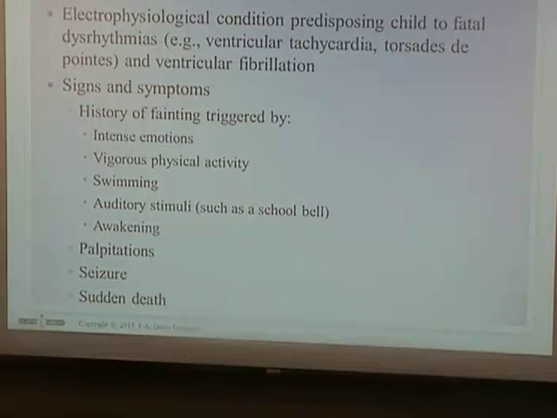Long QT syndrome. So now we're getting into the EKGs, right? Now we're getting into problems with how the heart itself beats. And what do you think the big problem with long QT syndrome is? Long QT can turn into no QT. Okay, these are the kids who go up for a basketball, for a layup, and they die in midair. Their heart just stops for whatever good reason. Okay, it can lead to palpitations, seizures, and sudden death for no good reason.